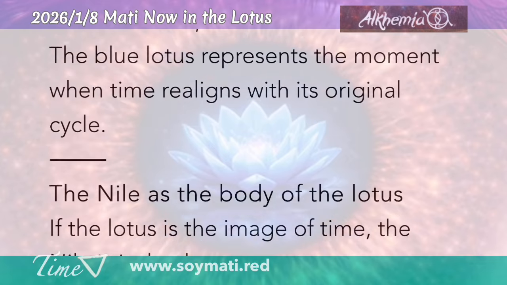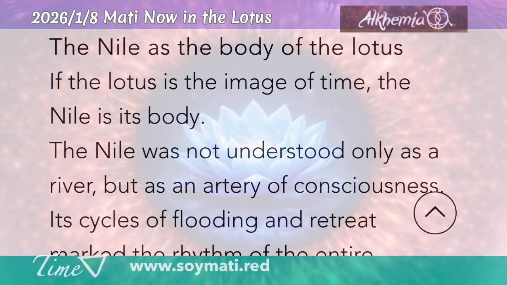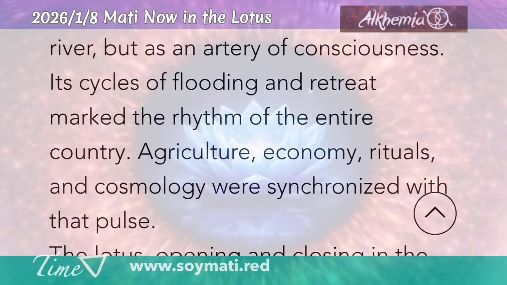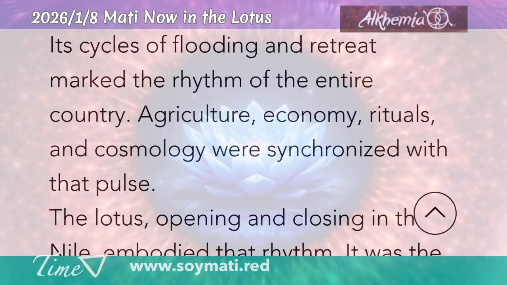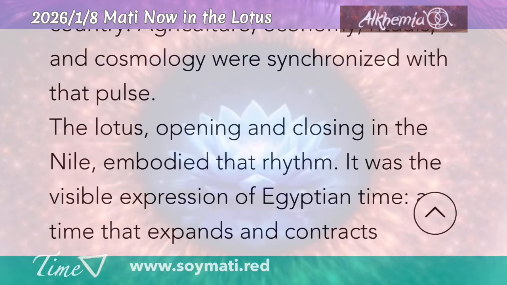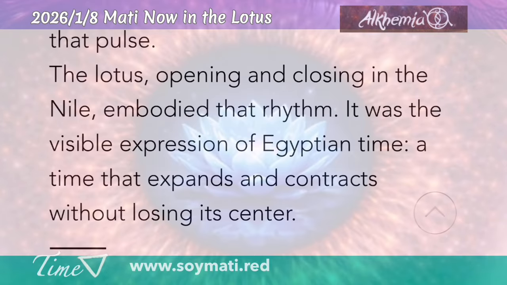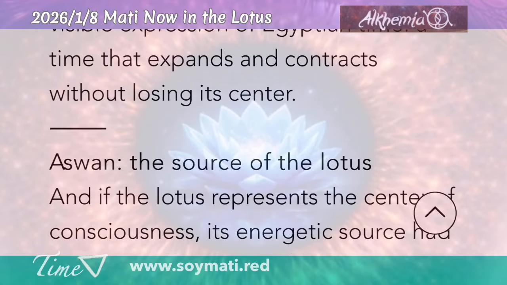The Nile as the body of the lotus. If the lotus is the image of time, the Nile is its body. The Nile was not understood only as a river, but as an artery of consciousness. Its cycles of flooding and retreat marked the rhythm of the entire country. Agriculture, economy, rituals, and cosmology were synchronized with that pulse. The lotus, opening and closing in the Nile, embodied that rhythm. It was the visible expression of Egyptian time, a time that expands and contracts without losing its center.